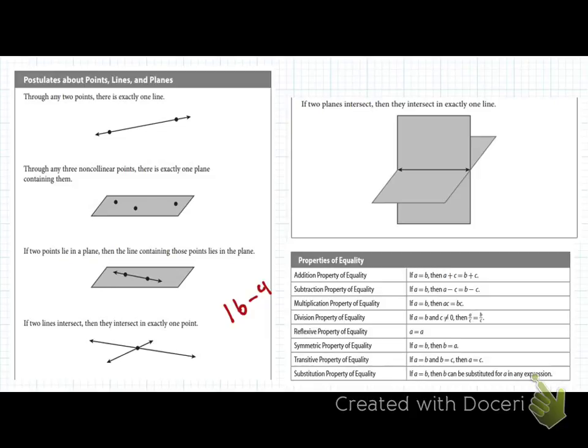So anything is equal to itself. That's the reflexive property. You all agree with that? Okay, good. Is 1 equal to 1? Yes. Is 20 equal to 20? Yes. That's the reflexive property. Next is the symmetric property.